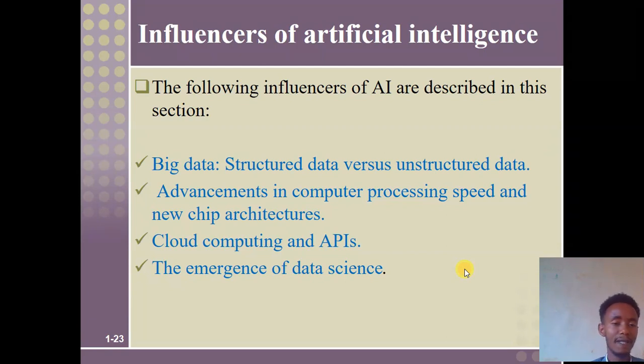The second one is advancement in computer processing speed, and new chip architecture is also another influencer of artificial intelligence, along with cloud computing and apps, and the emergence of data science. These are the influencer factors that influence artificial intelligence to exist all over the world.